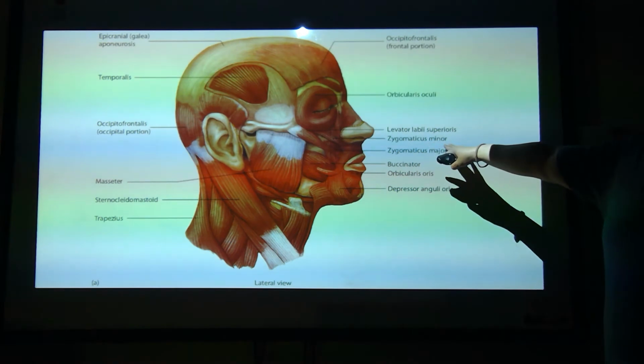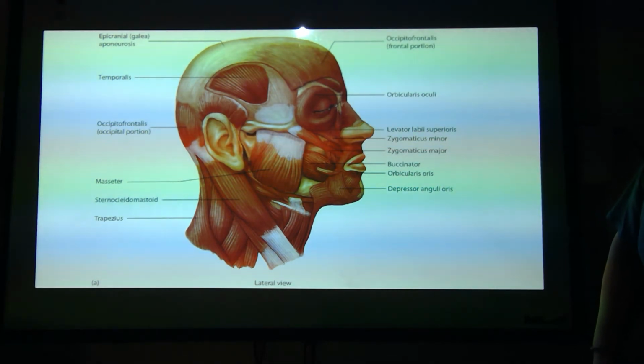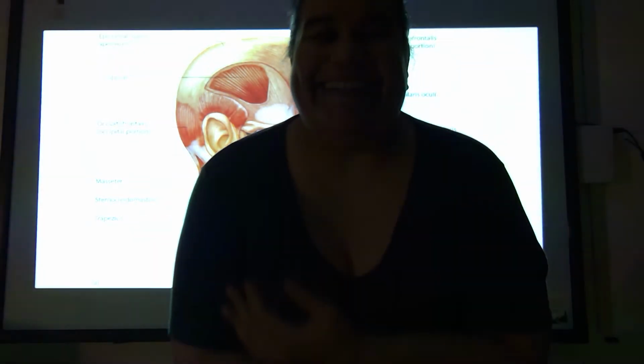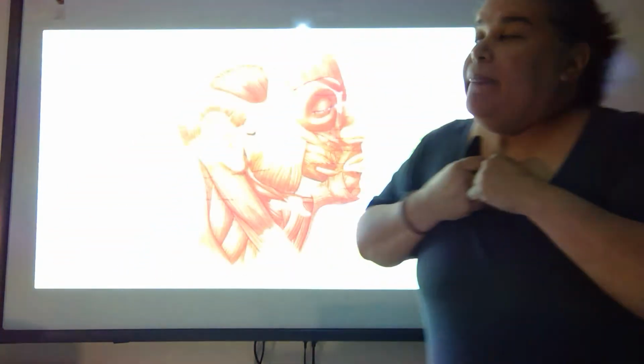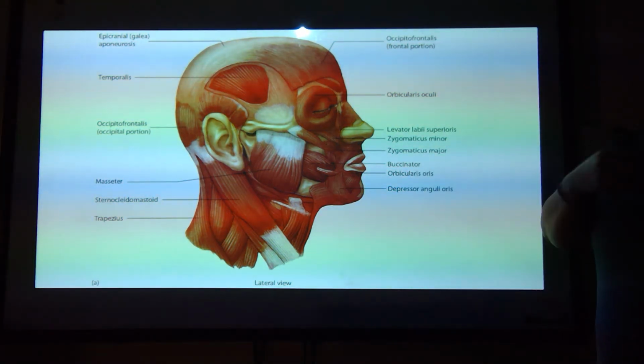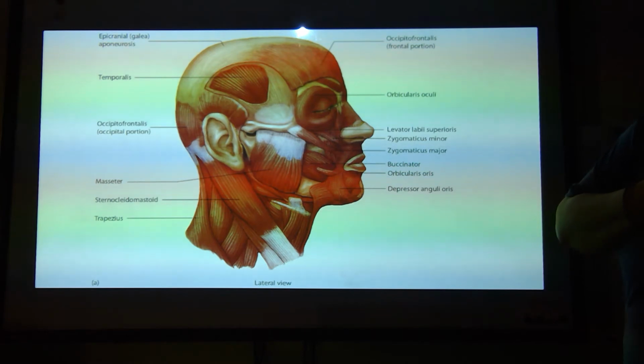The zygomaticus minor is going to elevate and abduct the upper lip and the corner. So this is more the smiling motion because it's kind of at an angle. It's going to pull this way. The zygomaticus major is going to be basically the same thing. It elevates and abducts the upper lip and the corner of the mouth.